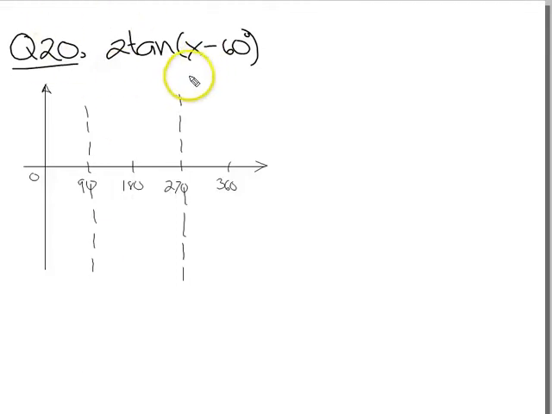Okay guys, let's have a look at the last question in this section, question 20. 2 times tan x minus 60. Now we know how to draw tan, don't we? Because it would shoot up to infinity at 90. But for this value to be 90, x would need to be 150, wouldn't it? 150 take 60 is 90. So instead of shooting up at 90, it shoots up at 150. So let's put that in then, shall we?